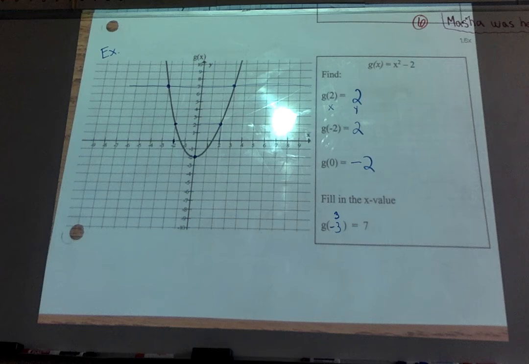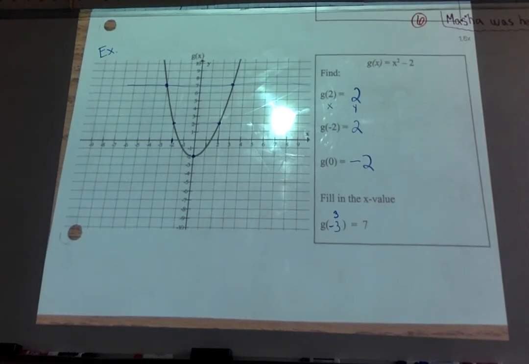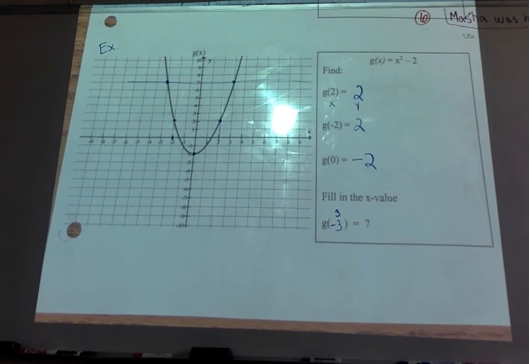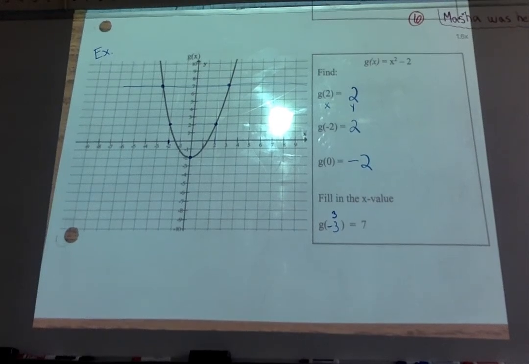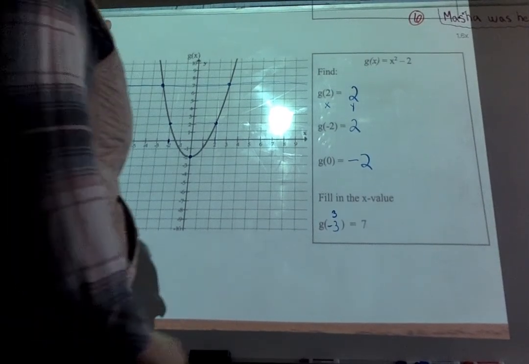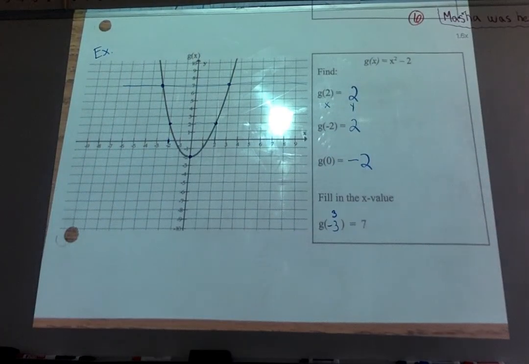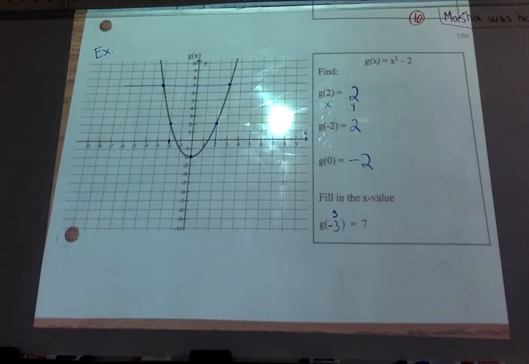Can I take a picture of the board? Yeah. First one. At 3, then go down. That's one. No, it's negative. Second one.